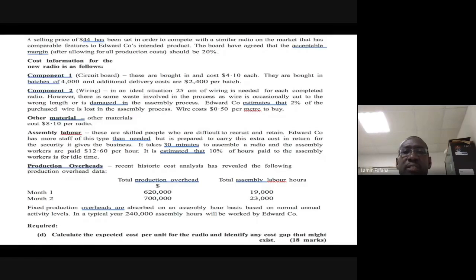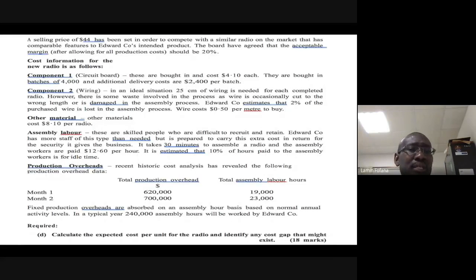So if you cut it, there will be wastage. That definitely tells you that the wiring they currently use might not be that good in quality. Look at it. It says that 2% of purchased wire is lost in the assembly process. So you could say that since there will be some losses during assembly, Edwards Limited should look for a wiring system with quality material, so that there will be, if not no waste, less than 2% waste. It's very difficult to eliminate waste completely. But you could say that they could aim at reducing the waste to 1% instead of 2%.